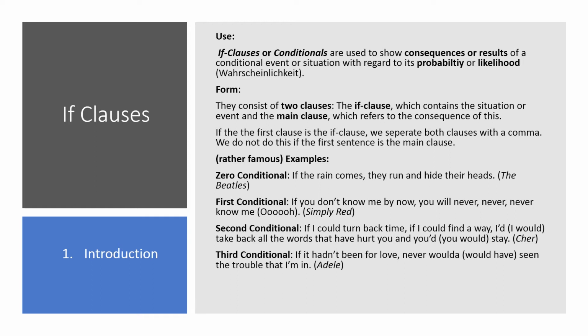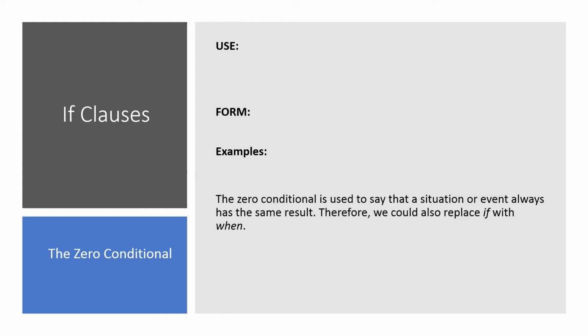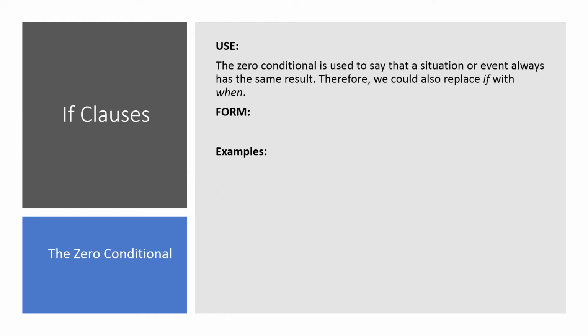Okay, now let's have a look at these four different forms of conditional, starting with the zero conditional. The first conditional that we're looking at is not really a conditional, it's more a cause and effect, and that's why it's called the zero conditional. So let's have a look at its use. The zero conditional is used to say that a situation or event always has the same result. And therefore, we could even replace the if with when. So this is not really a condition, but still we call it zero conditional.